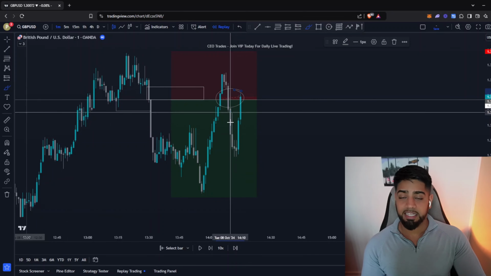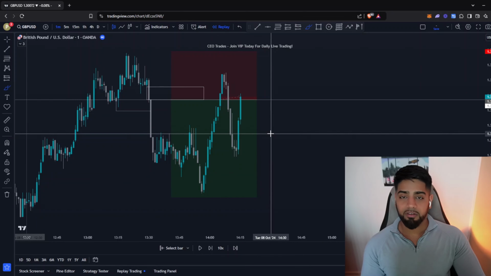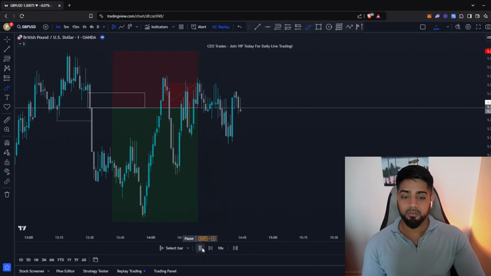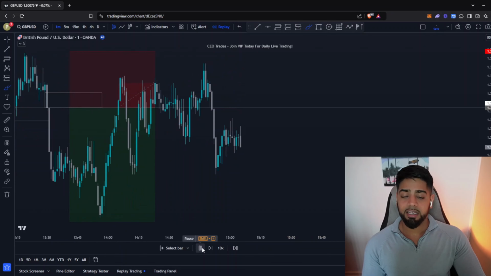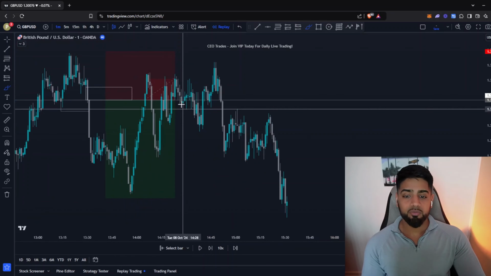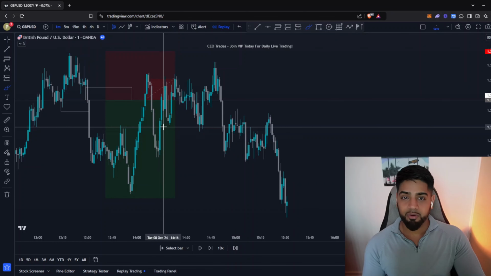As we can see, price has now come back to mitigate that fair value gap. Now, had you gone break even, you would have been out of this trade. And then if I play price on, we can see that after a while, price does decide to go and hit our take profit. But had you prematurely gone break even, you would not have made any profit.